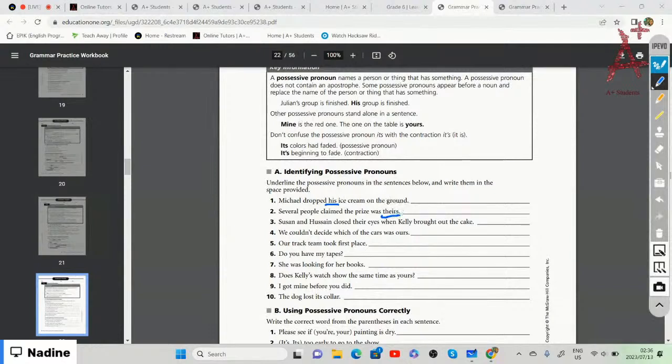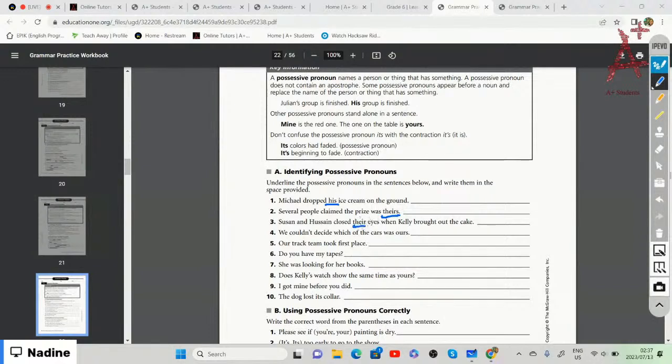Susan and Hussein closed their eyes when Kelly brought out the cake. So Susan and Hussein, right? They closed their eyes, meaning Susan's eyes and Hussein's eyes, when Kelly brought out the cake. So their eyes.